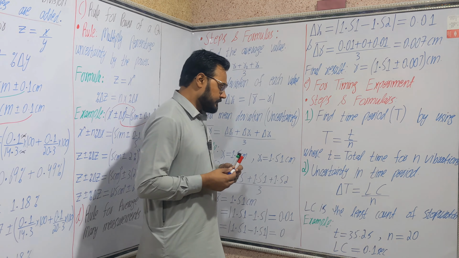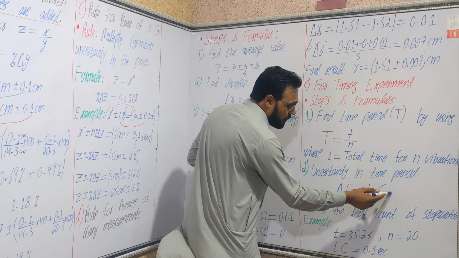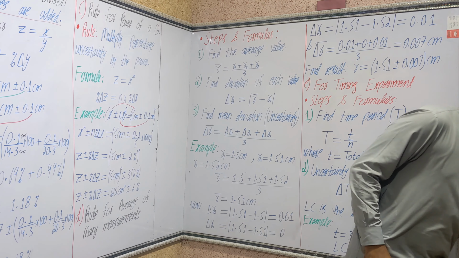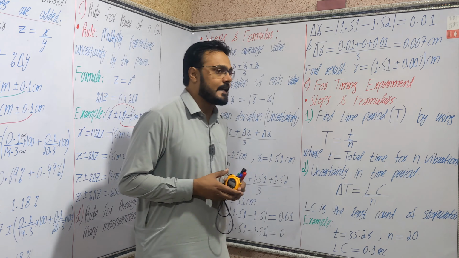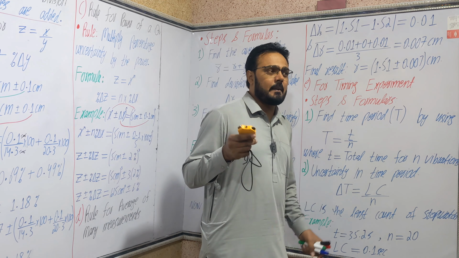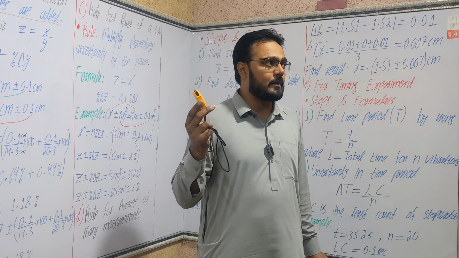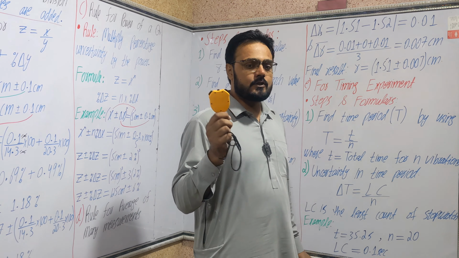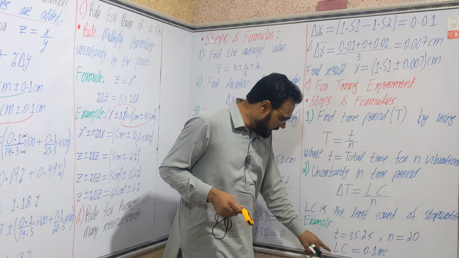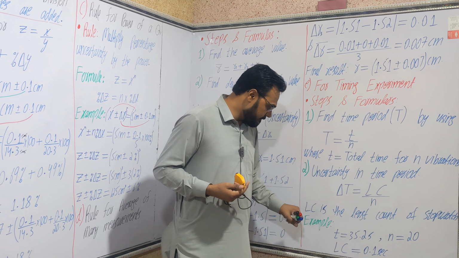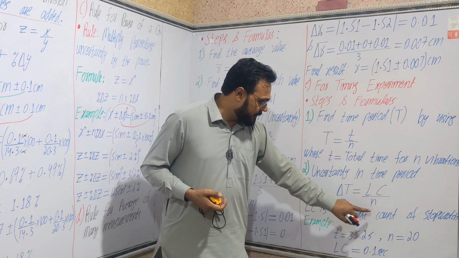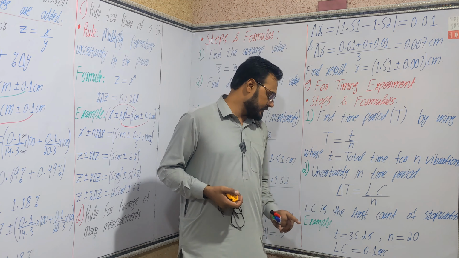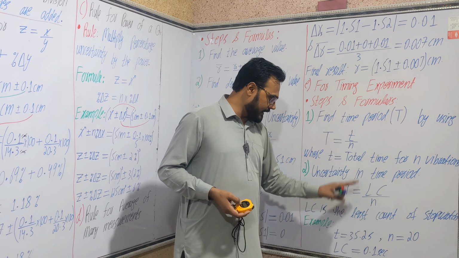Now the uncertainty. Uncertainty is the least count divided by the total number of vibrations. The least count of this stopwatch is 0.1 second. Least count is the minimum time that this stopwatch can measure. So the least count of the stopwatch is 0.1 second. So least count divided by the number of vibrations, you will get the uncertainty in time period. By putting in this value, you can check this.